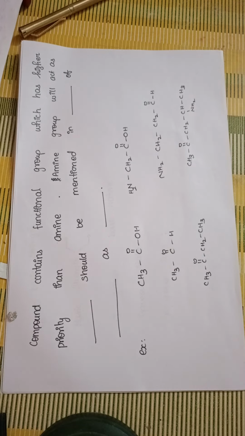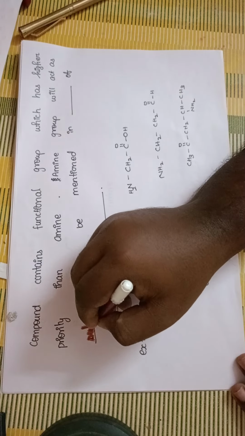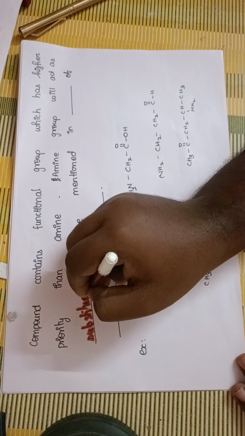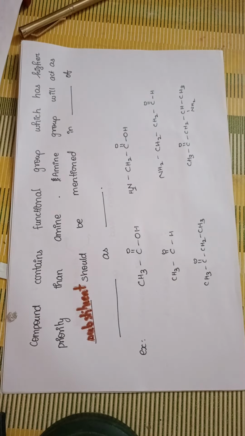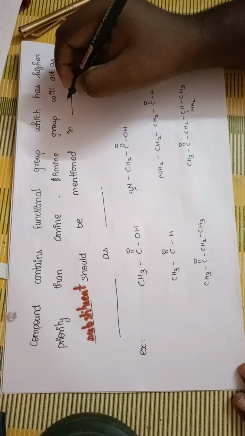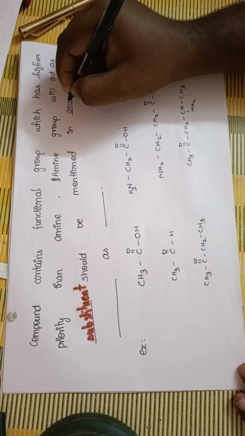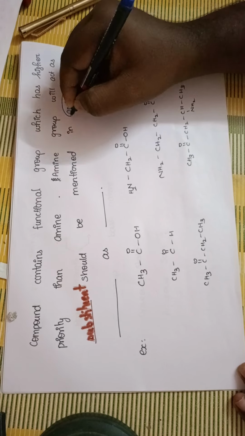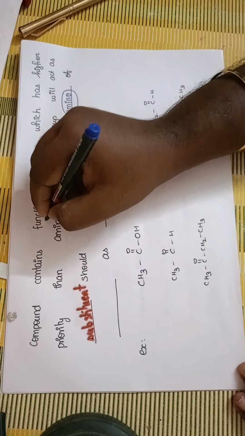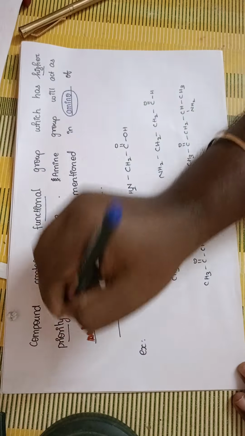Now next, if a compound contains more than one functional group and one has higher priority over amine, the amine group will act as a substituent, and it should be mentioned as amino. When should it be mentioned as amino? If the compound contains a functional group which has higher priority over amine.